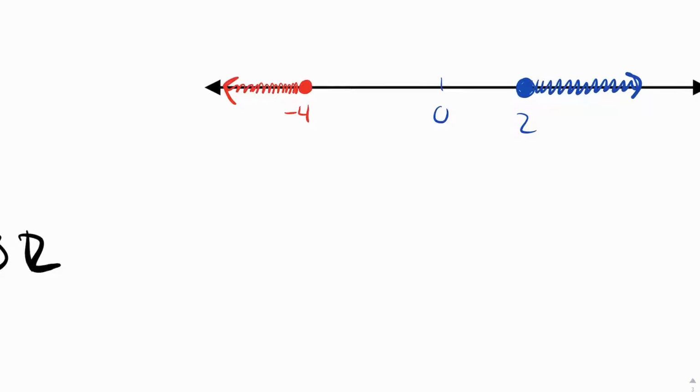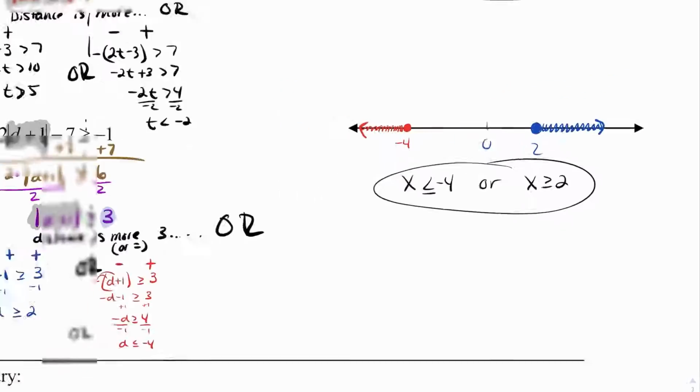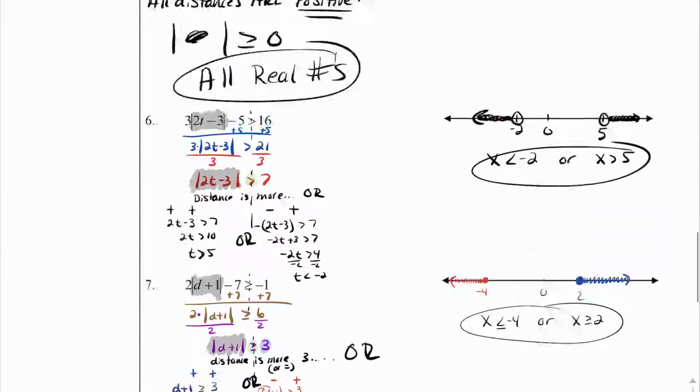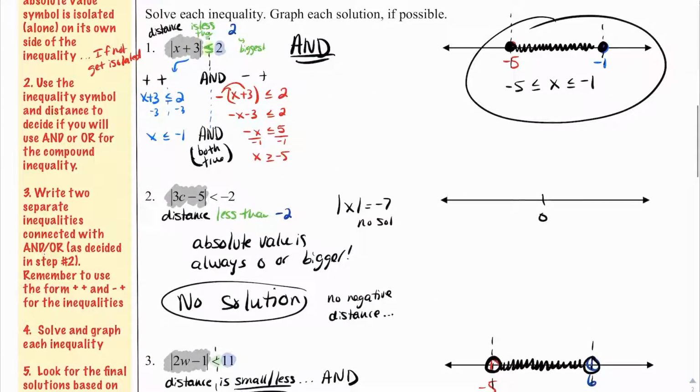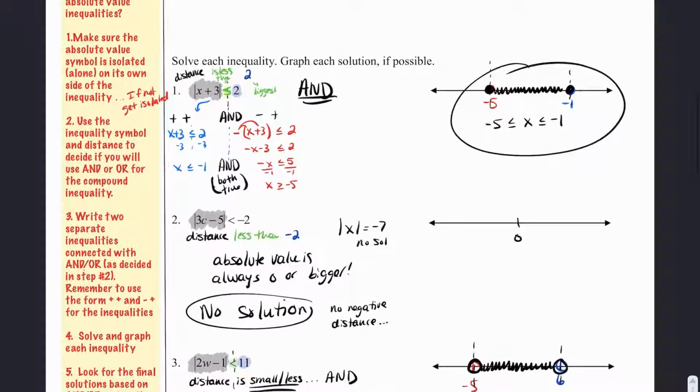So if it's an or, we're not looking for the overlap. We're just saying what numbers did we shade in, one or the other. So if your d was less than or equal to -4, you would work, or your d's could be greater than or equal to 2. So that's our summary of how we solve absolute value inequalities. So hopefully you can go practice and do your homework now.